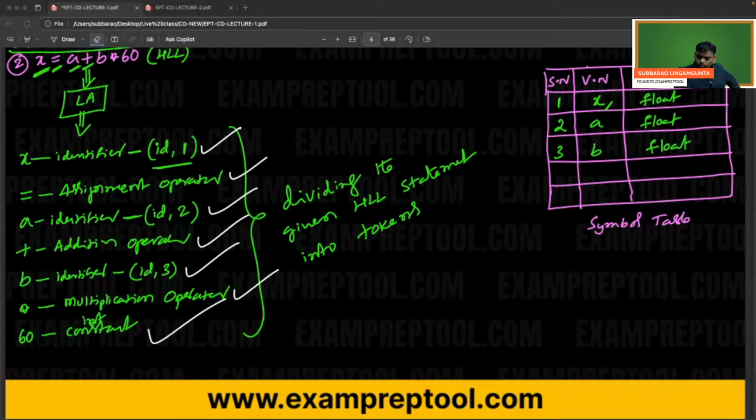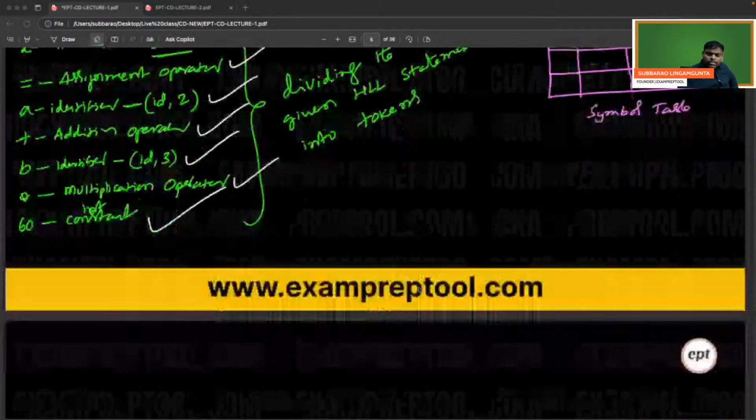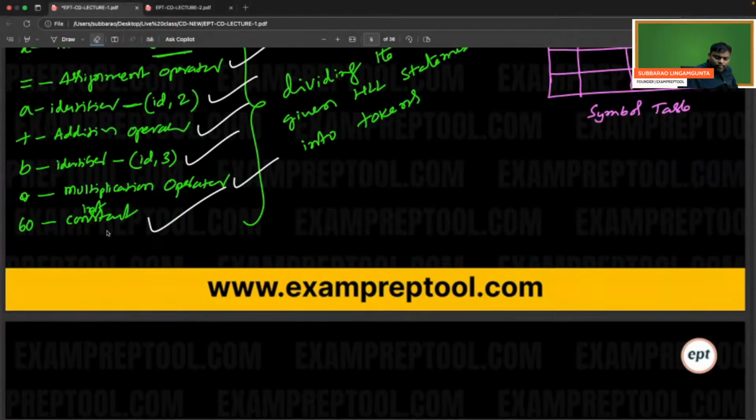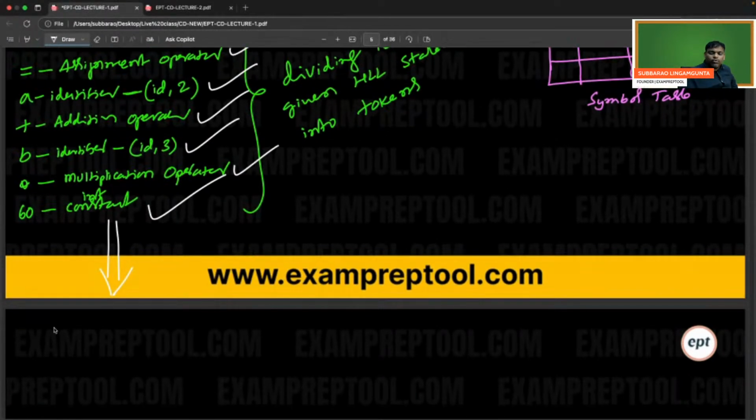Now see the output of the lexical analyzer. The lexical analyzer takes the high level language statement as input and produces a token string. See the token string: A means ID1. It is the token. From now onwards, tokens will be forwarded.